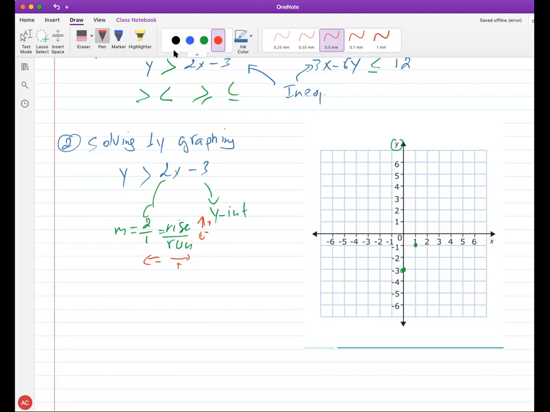Before we draw the line, there's something we need to pay attention to here. The line is either solid or broken. Usually, it's solid if you have greater than or equal to, less than or equal to. If we have or equal to, it's solid. If we don't have or equal to, it's a broken line.